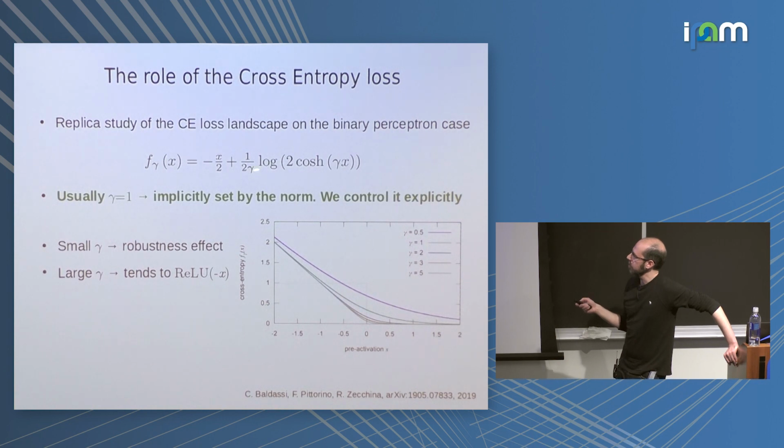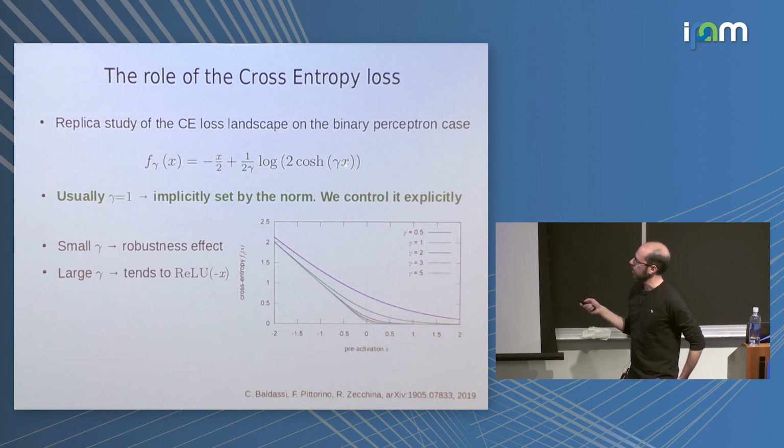So in a binary classifier, the cross entropy looks like this, where X is the pre-activation. And here I have introduced a parameter gamma, which is not usually there. The reason why I have introduced this parameter gamma is that I want to use it as a representation of the norm of the weights getting into the output layer. So if you think of the pre-activation and you take the weights and you normalize them and you extract the norm, then this gamma is going to have the role of the norm.